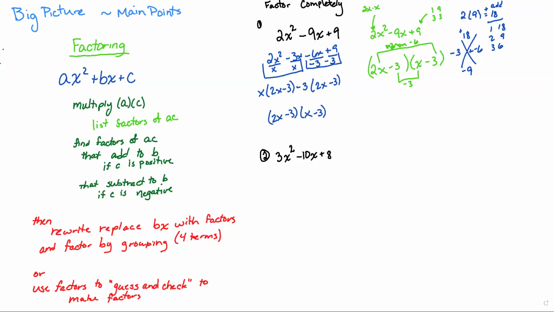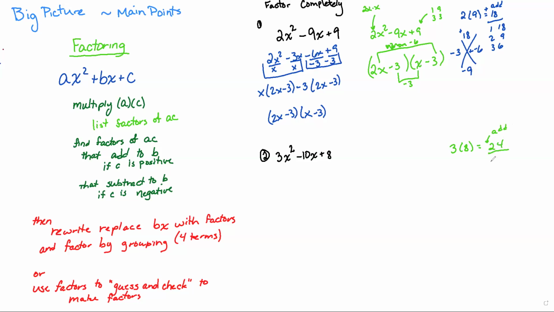All right, so last one that we're going to do in this video, we might make another video of more factoring just to give you some more practice. But so this time we have 3x squared minus 10x plus 8. So we're going to see if it factors. So we have a 3 times 8 is 24. It's a positive, so that means add.